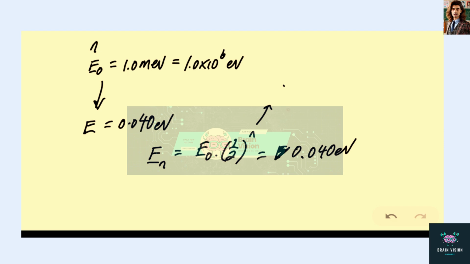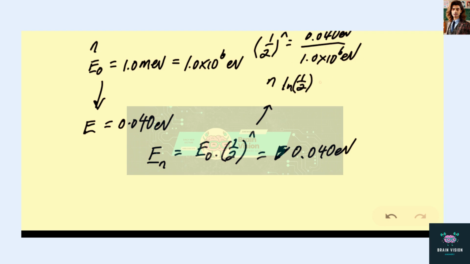right, we have to do some manipulation. So what we do is we bring E naught over to the right hand side, and get half to the power of n. We take the natural log on both sides. The power is brought down. Right, and finally we divide ln half over to the right hand side and we evaluate the expression.